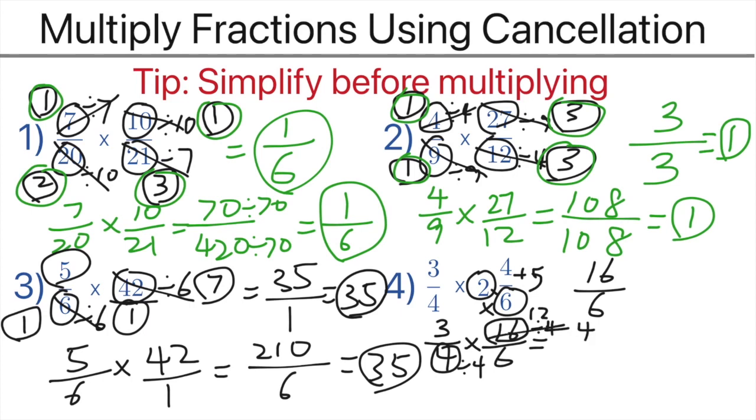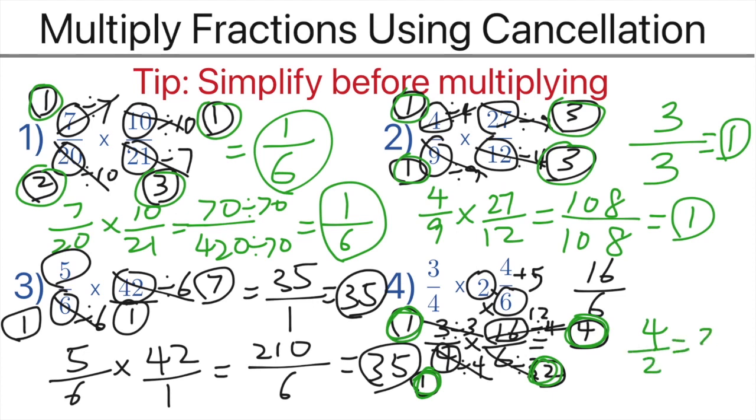So 16 divided by 4 will be 4. 4 divided by 4 will be 1. And 3 and 6, 3 divided by 3 equals 1. 6 divided by 3 is 2. And taking the 1 times the 4 equals 4. Then we take the 1 times 2, and we have 2. And 4 over 2 equals 2. So these are 4 examples of how you will multiply fractions using cancellation.